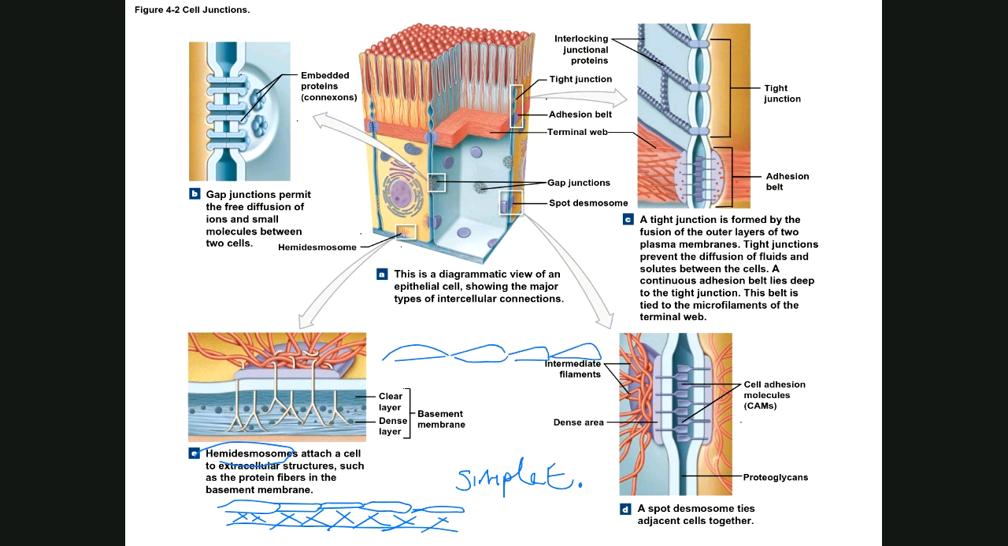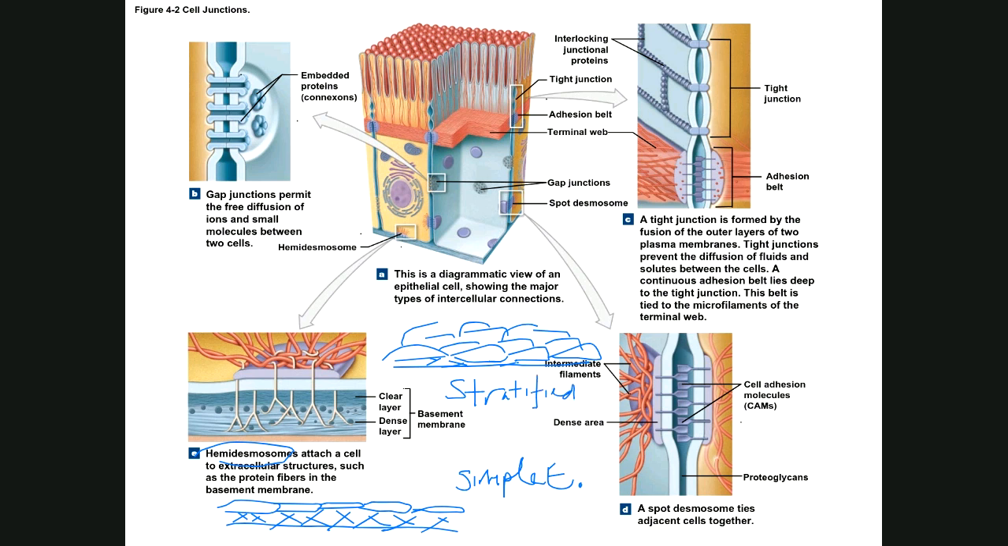Now, in the case of stratified, you can say there's one layer of cells that is in contact with the basement membrane, and the top layers do not. These do not. So this is considered stratified epithelium. Only one layer touches it, but not the top layer.